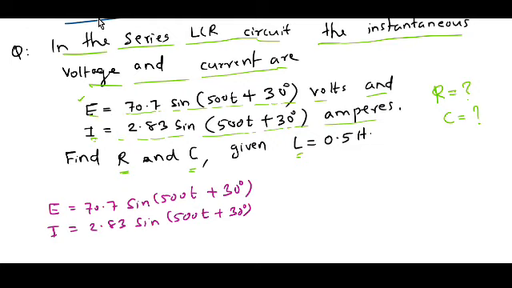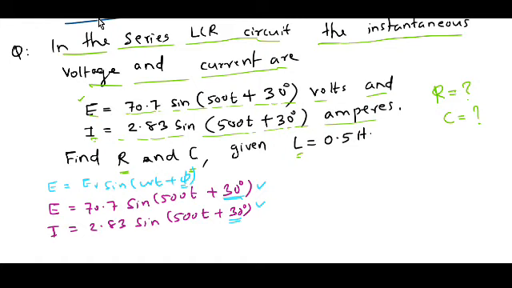If such a problem is asked, first we have to see the phase difference between this voltage and current. If you check these two equations, they have the general expression E is equal to E0 sine(omega t plus phi). Then if you check the phase angle phi, the voltage has a phase angle of 30 degree, and the current has a phase angle of 30 degree.